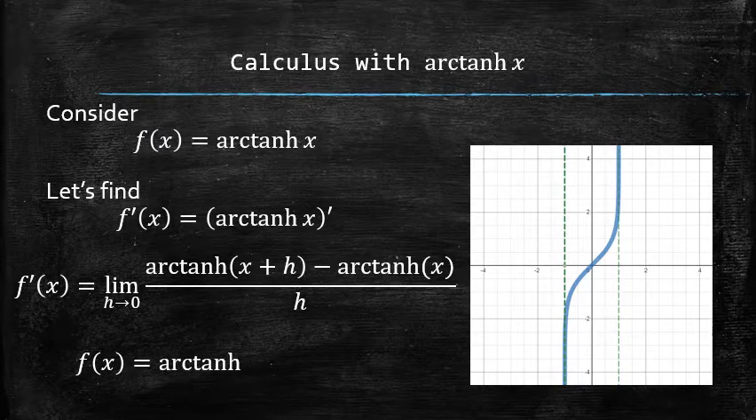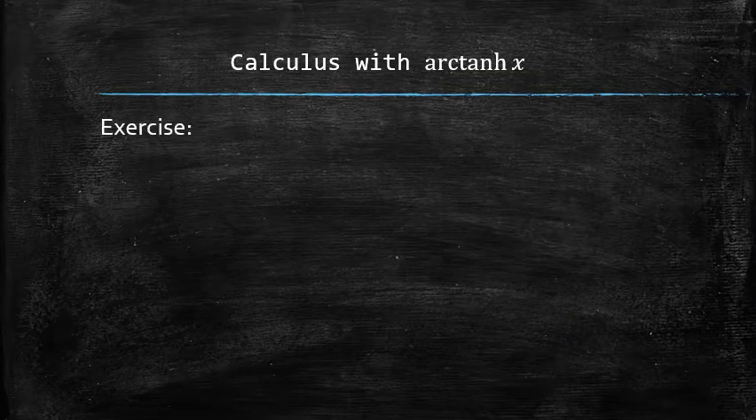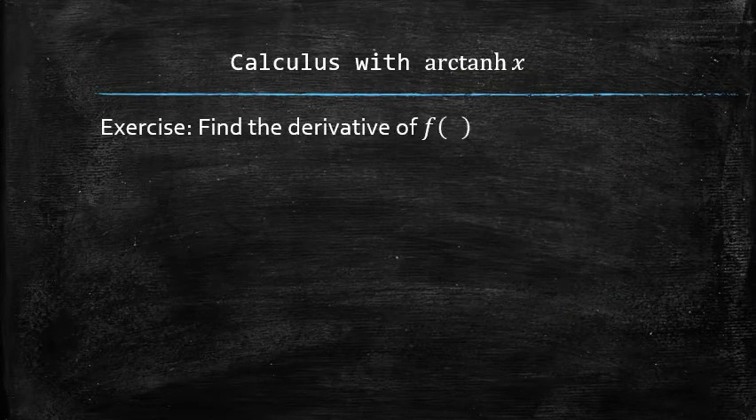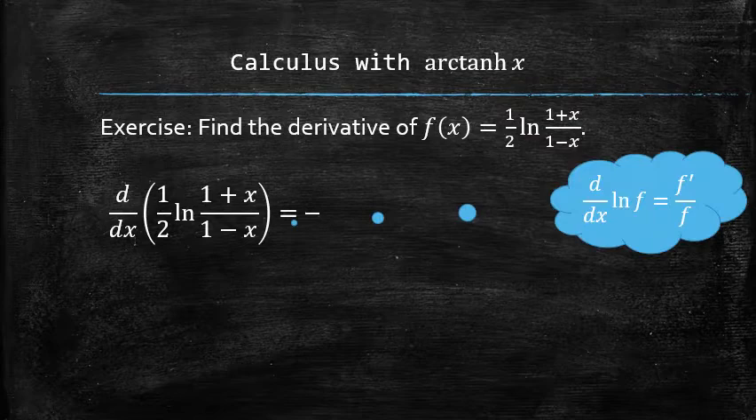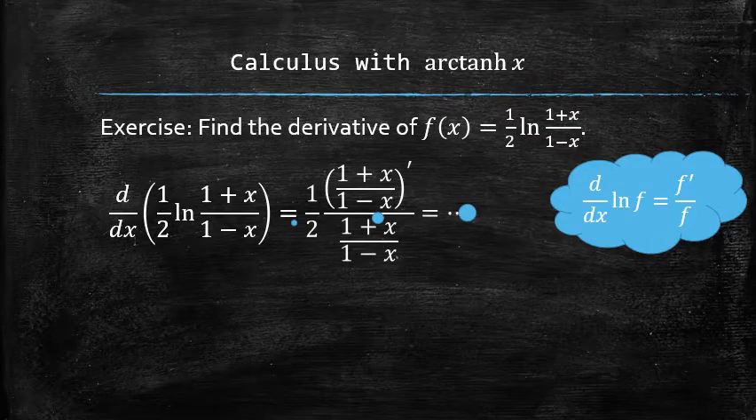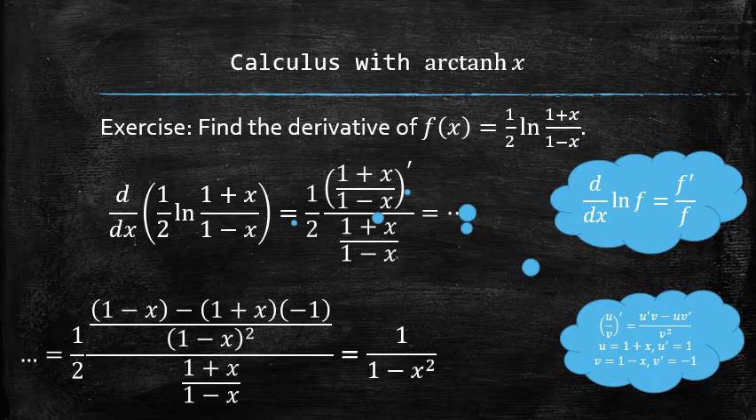But let's not forget the alternative definition of the hyperbolic arctangent function. We can differentiate this function using the chain rule, which is particularly easy when applied to the natural logarithmic function. Simplifying the expression produces a surprisingly nice result.